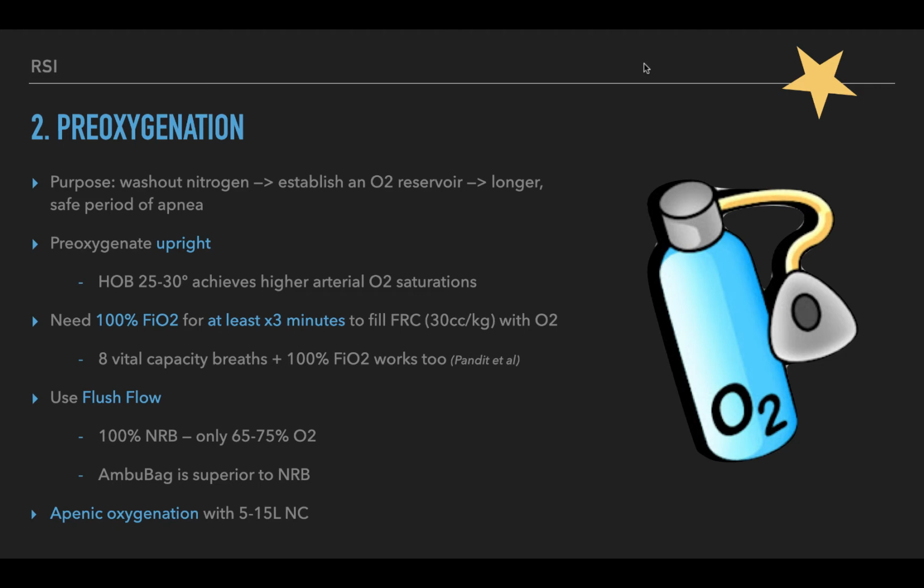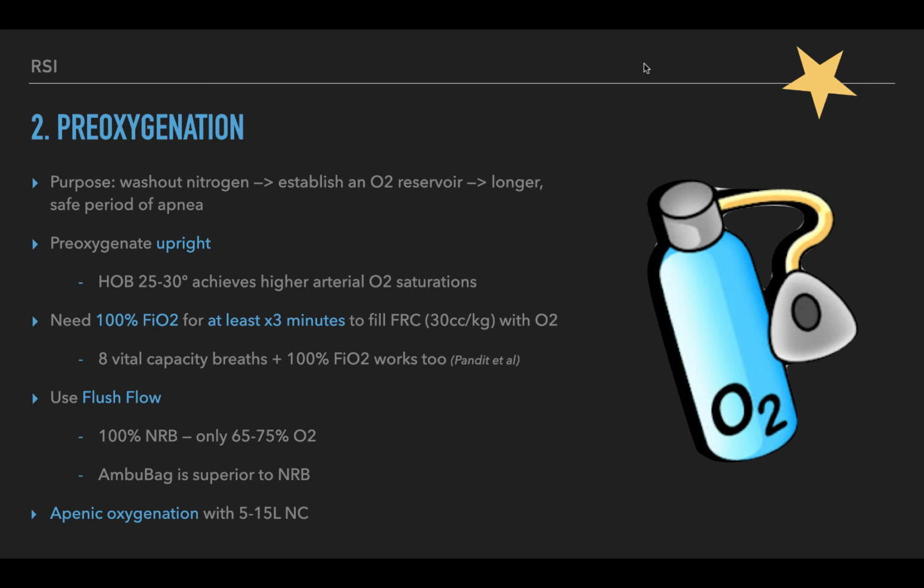Now, they've studied this, just like lots of things with airway, and the best way to achieve this is to pre-oxygenate our patients in an upright position. So that means head of the bed about 25 to 30 degrees. And this enables us to have higher arterial O2 saturations. We also need 100% FiO2. So a non-rebreather at like 15 liters per minute, which is what it classically goes at, is not enough. We need to get as close to 100% FiO2 as possible for at least 3 minutes.